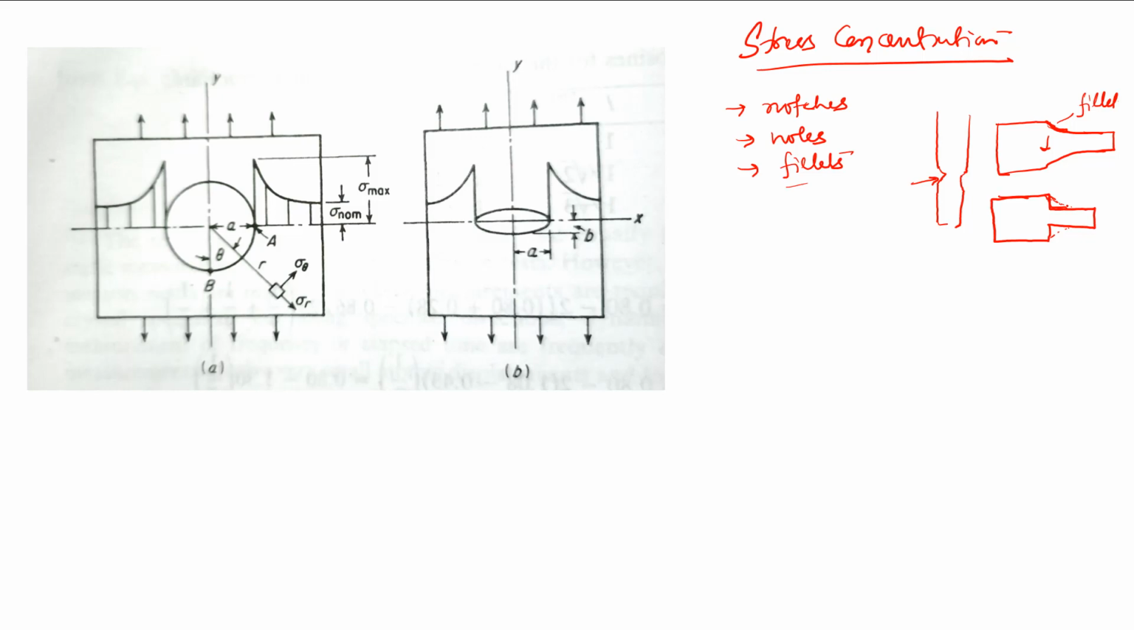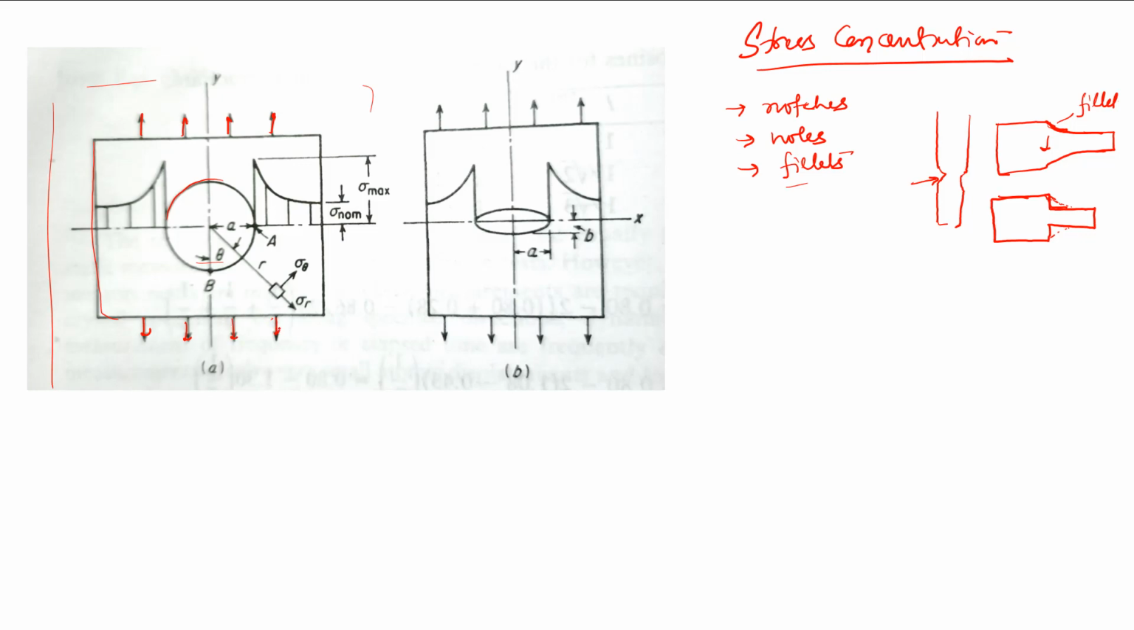So here you have been given an example. This is a plate, a thin sheet, a two-dimensional object, and we have got a hole of radius a, and we are applying stress in this direction. This is an infinite plate, it is assumed.